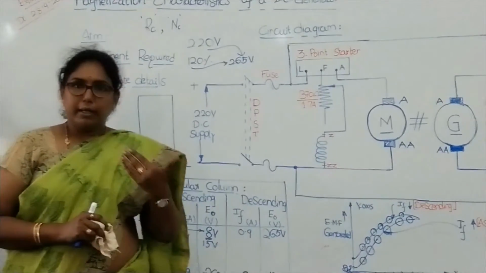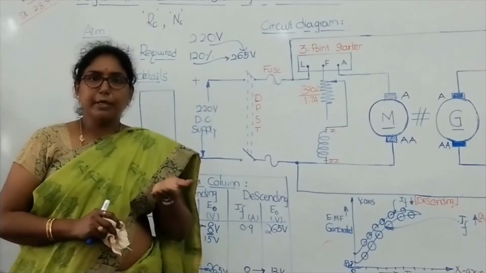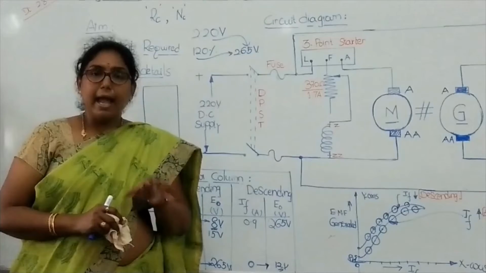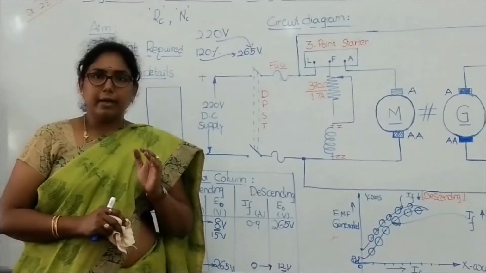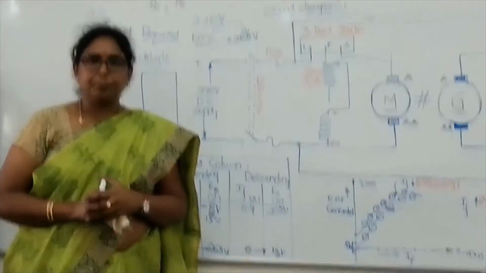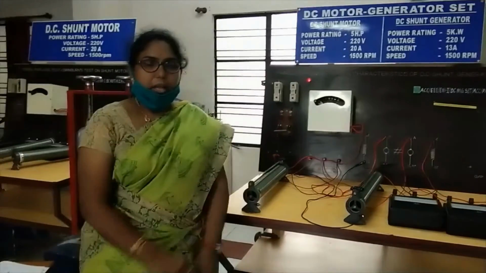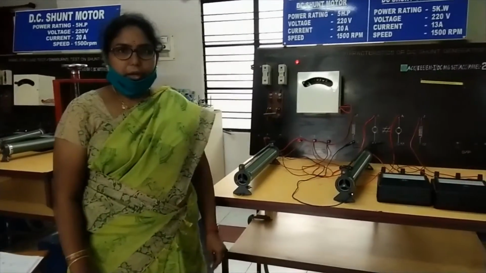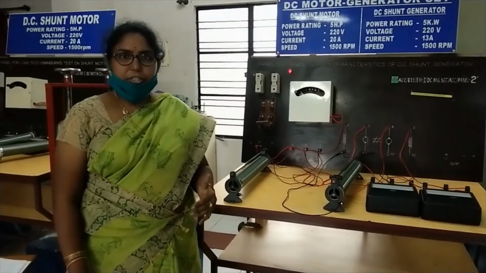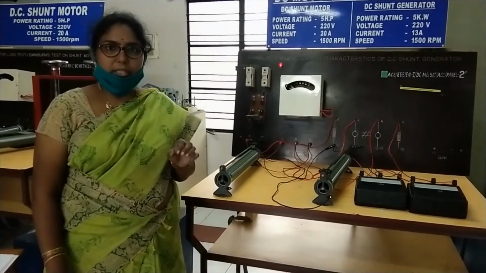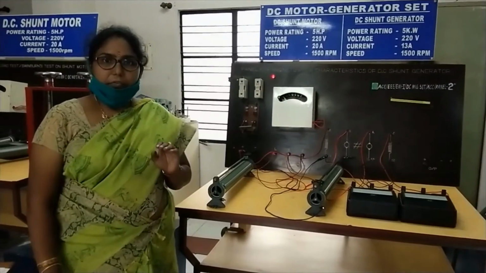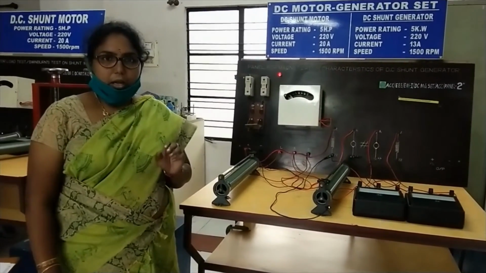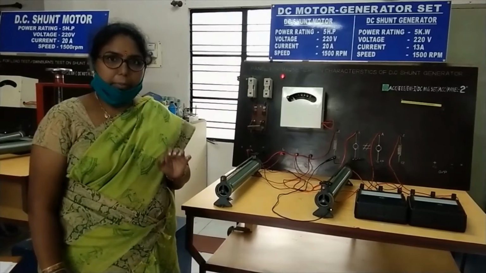Now, in continuation, we are going to do the experiment practically. I would like to show you how we perform the experiment in the laboratory. Right, very good morning to one and all. In the morning session, we went through the procedural steps for how to conduct the magnetization characteristics for a DC generator. Now I would like to explain the practical part of that.